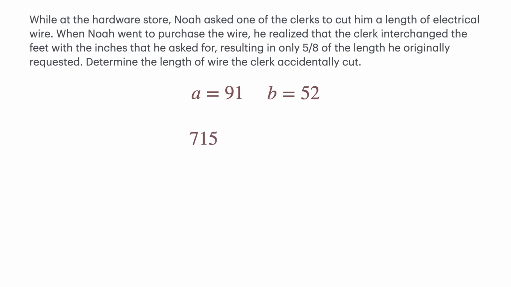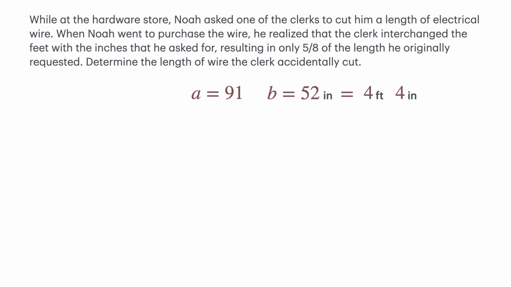715 inches is the same as 59 feet 7 inches. However, if we interchange these measures according to our findings, this does not equal 1,144 inches we calculated. So now we have a dilemma. There is no reason to think that when Noah ordered the wire that he would request 52 inches. 52 inches, after all, is 4 feet 4 inches.